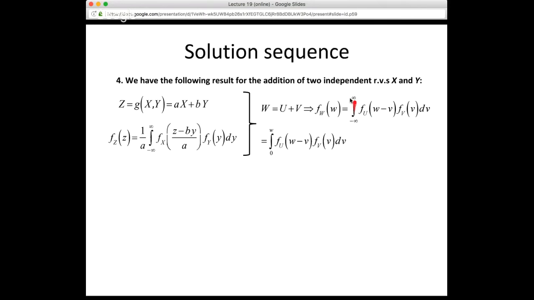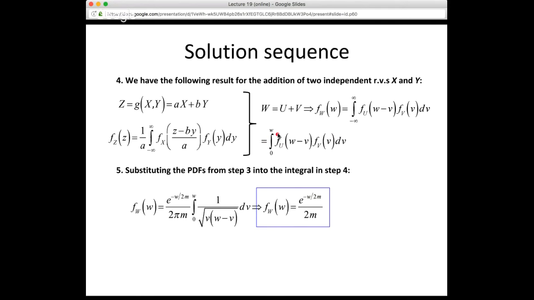And so that means that this upper limit can't be any bigger than w, because otherwise this argument would go negative. And so that restricts our upper limit to little w. Okay, so now we've got an expression for the PDF, a derived PDF for w in terms of the PDFs for u and v. And remember, the PDFs for u and v are just the chi-square distributions. And so we can substitute those in, and after a little bit of simplification, we end up with this result.